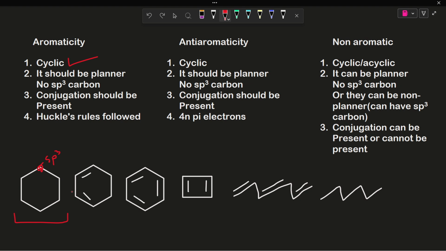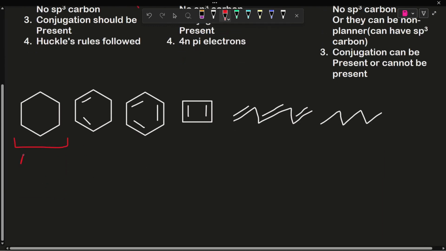So if it is not planar, then it fails in this condition, that is, it's not aromatic. What about anti-aromatic? In the same way, it is cyclic. Yes, it should be planar, that is, no sp3 carbon, but we saw that it has sp3 carbons, so it is neither aromatic nor anti-aromatic. What is it? Non-aromatic.